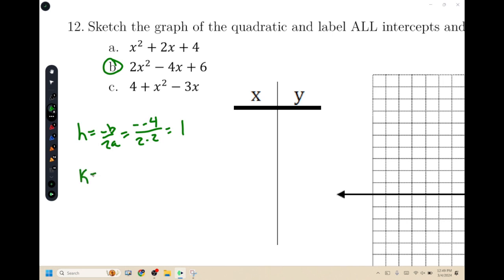And k equals 2 times 1 squared minus 4 times 1 plus 6. So 2 minus 4 plus 6, so 2. Unless I messed up, don't trust me. Don't just look at mine and copy me. Do it yourself and then look at it and see if it works, because I need someone to check me too.